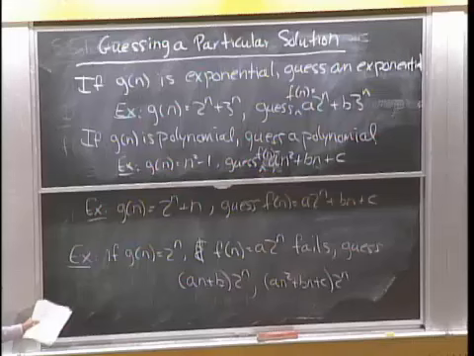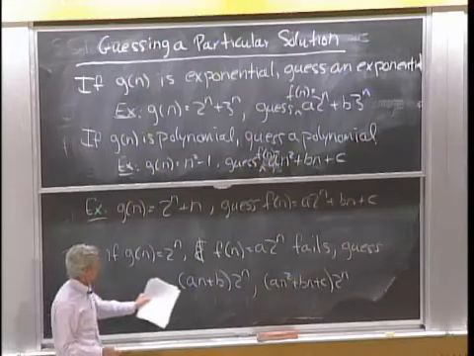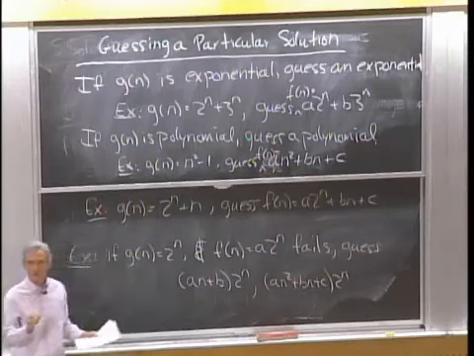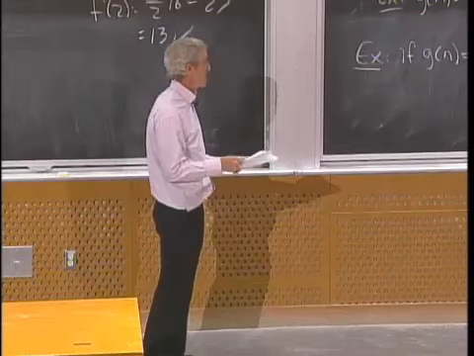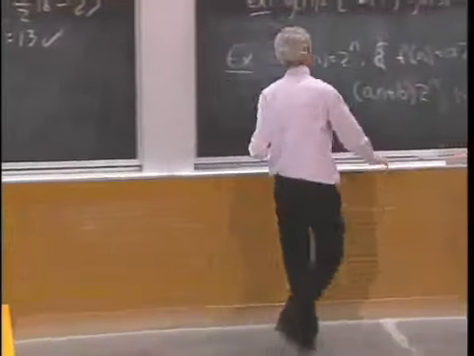Same thing we had for repeated roots in the characteristic equation. Add those factors, multiply those factors of n in front of it to get to the answer. All right, let's do one more example where it fails, so we get to see what happens.